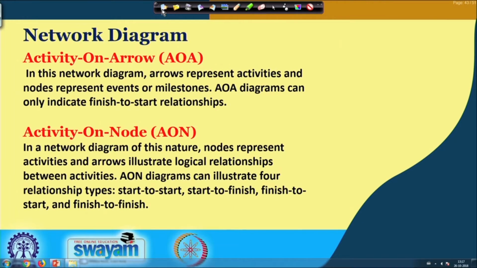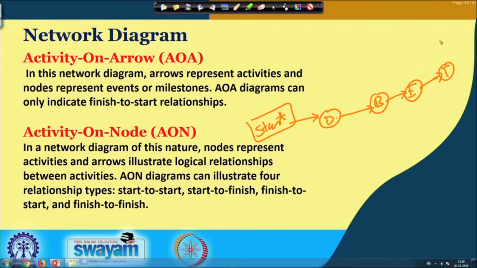Activity on node is a different type of diagram where the arrows connect the different activities. The first activity is drilling, which is expressed on the node, and before that there must be a starting point, that means we start our analysis process. Then the first activity expressed in the node is drilling, the next is blasting, the next is excavation, the next is transportation, and finally it ends.